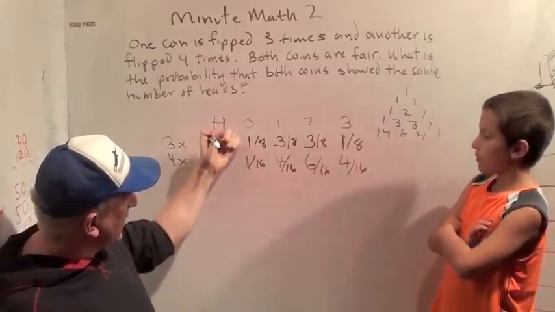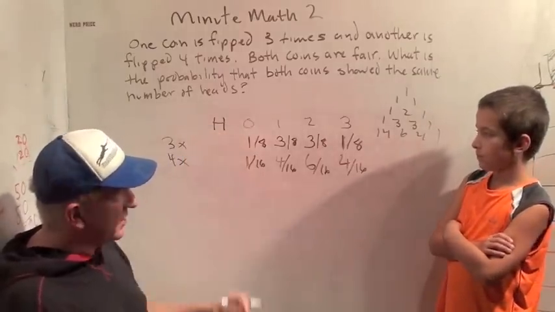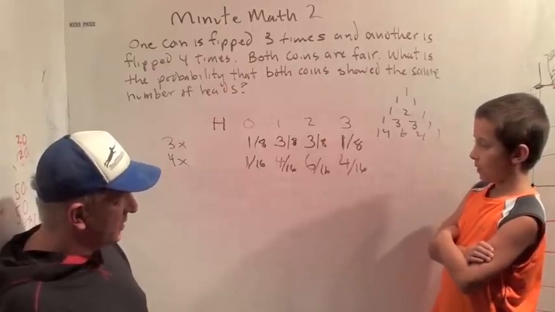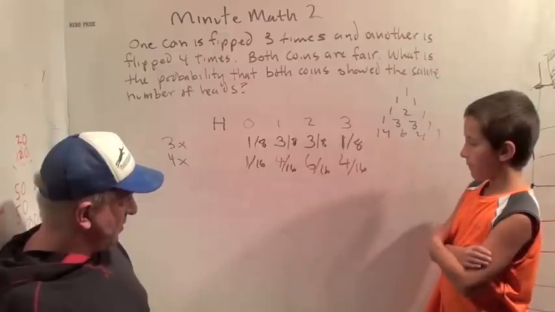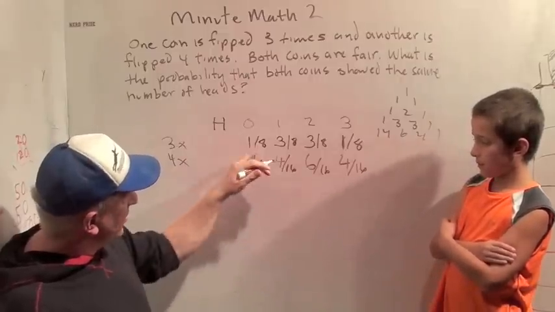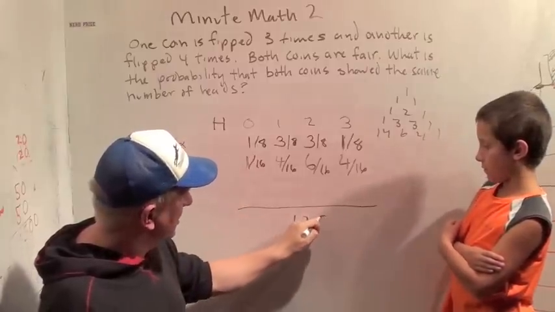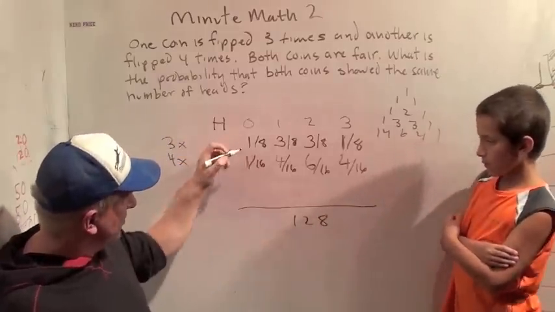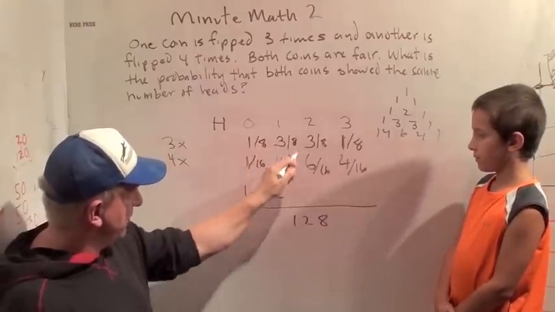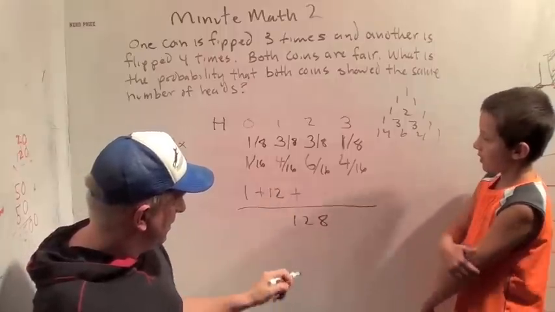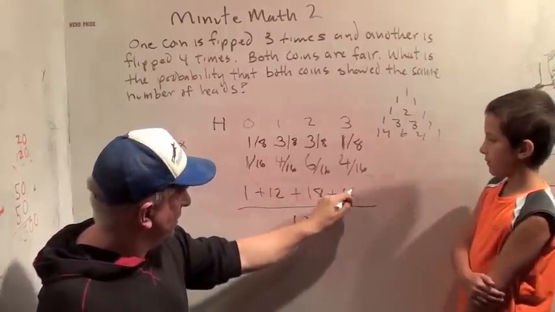So the probability that you've got 0 both times is 1/8 times 1/16. You know what 8 times 16 is? You can probably figure that out pretty quickly. 80 plus 8 times 6 is 48, so 128. Notice we're going to have 8 times 16 on the bottom of our fraction every time. So here's 1. 3 times 4 is 12. 3 times 6 is 18. 1 times 4 is 4. Okay, there you go.